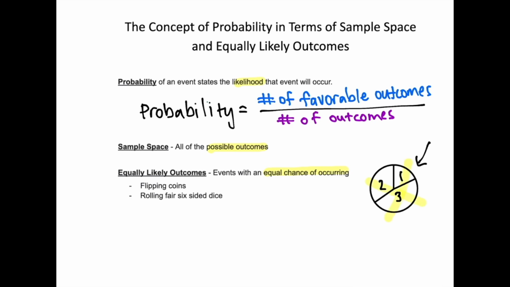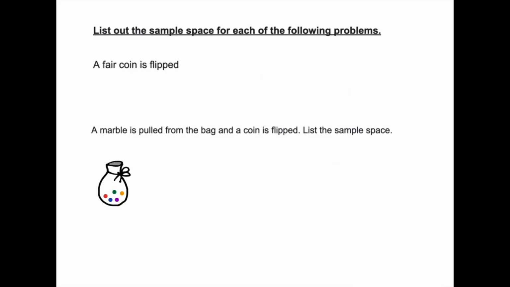Some examples of equally likely outcomes would be flipping a coin. You have equally likely chances of landing on heads as you do landing on tails. Another example would be rolling a fair 6-sided dice. You have just the same chance of rolling a 1 as you do all the other numbers. Before we find probability, let's first talk about sample space. The sample space is all of the possible outcomes.